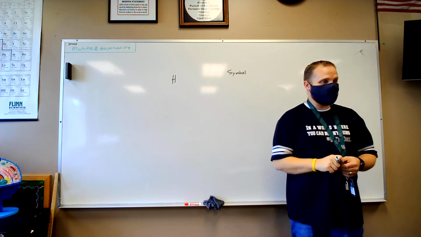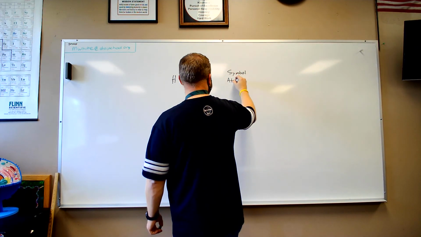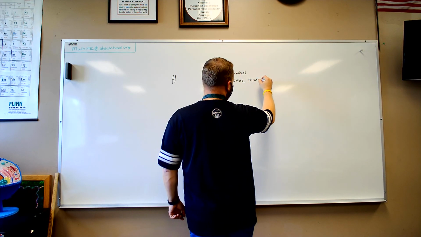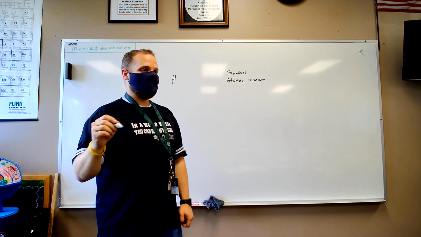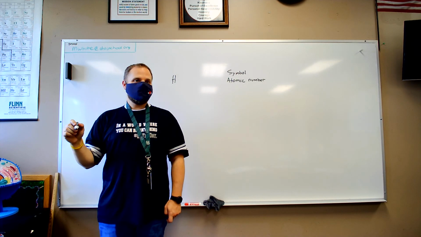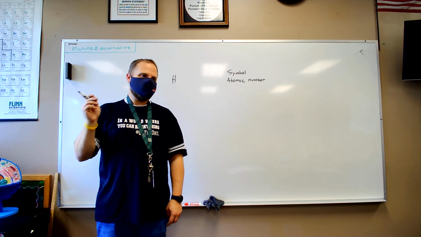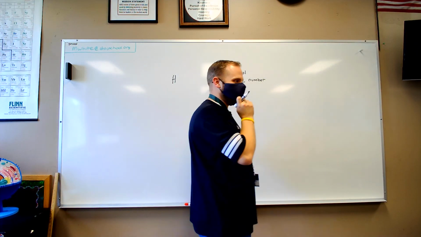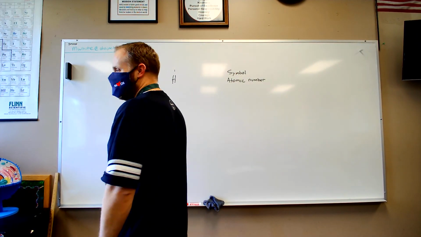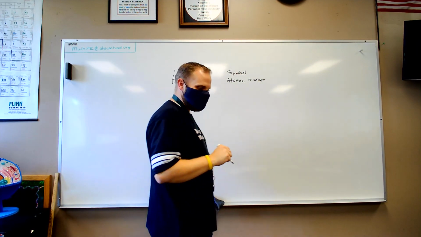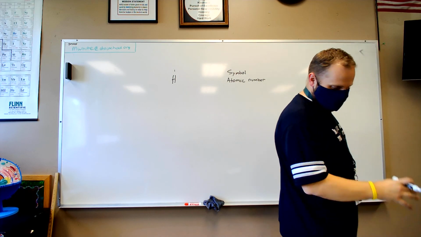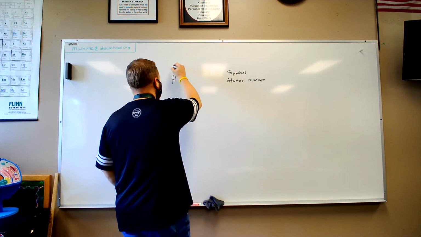And what does the atomic number tell us? The number of protons. Yeah, the number of protons. So the atomic number for hydrogen is 1. So how many protons does it have? 1. Very good. In your periodic table, it also has the full name written out.